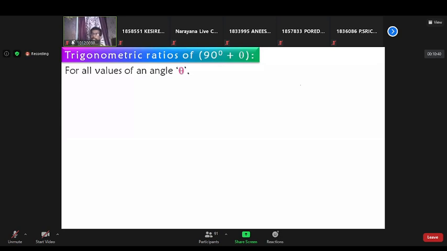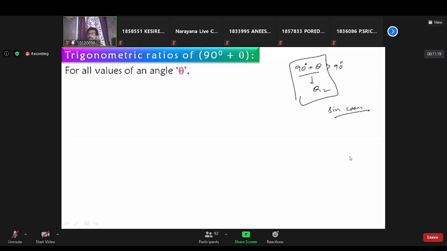Once you observe, 90 plus theta means it is greater than 90. That's why this angle lies in the second quadrant. Remember, everyone, the 90 plus theta angle lies in the second quadrant. So already you know the sign system of the trigonometric ratios. In the second quadrant, only sine and cosecant are positive, and the remaining are all negative.